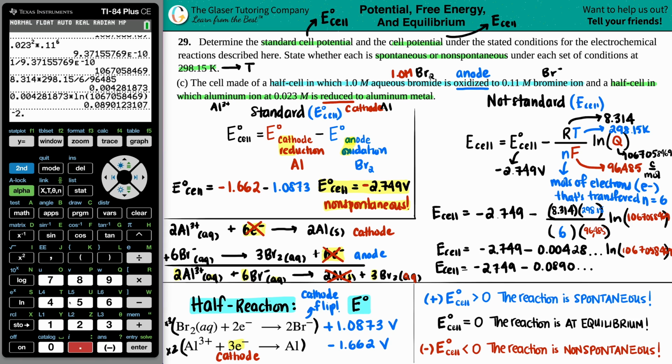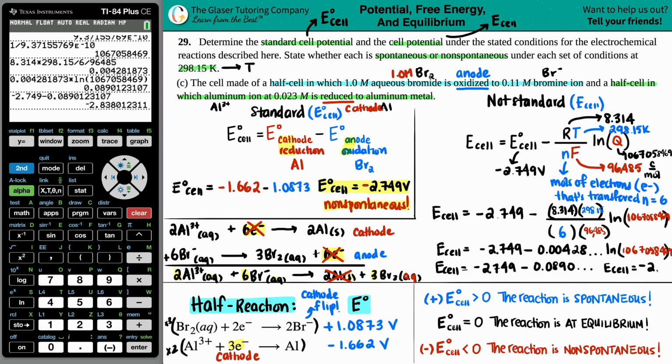Finally, negative 2.749 minus that answer. And there we go. And I guess I'll just put it over here. E cell equals negative 2. And how many decimals do I need? I guess 838. And that's volts. Once again, we just have to say if this is spontaneous or non-spontaneous, but I also see that it's negative, so this is non-spontaneous as well.